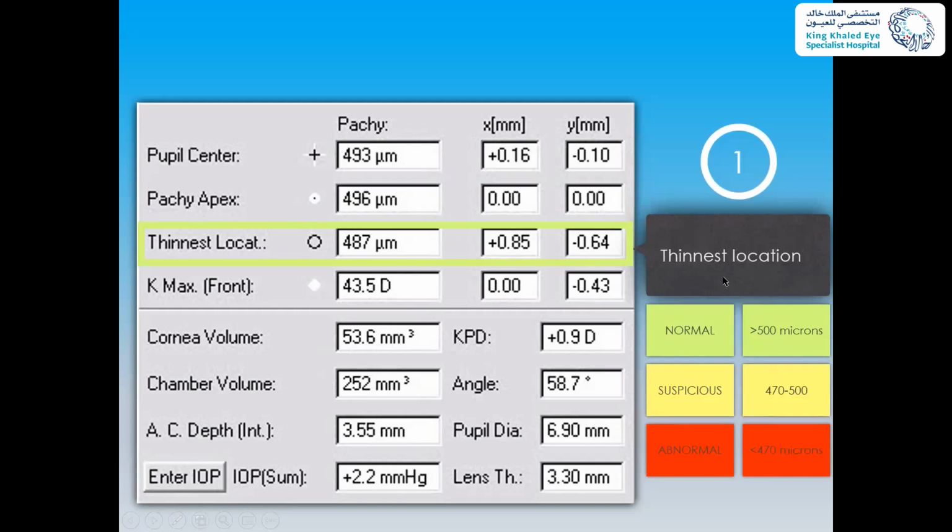So thinnest location, let's talk about the thickness first. It says that 500 micron is normal, anything less than 500 and 470 is suspicious, less than 470 or 460 is taken as suspicious of ectasia, like keratoconus.